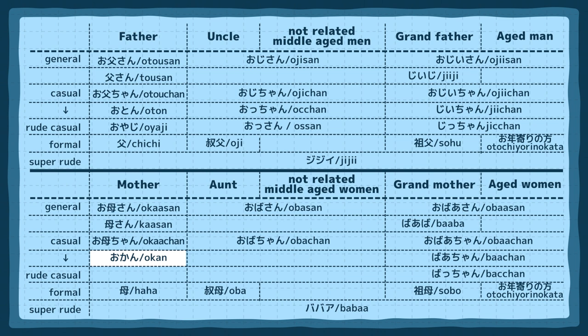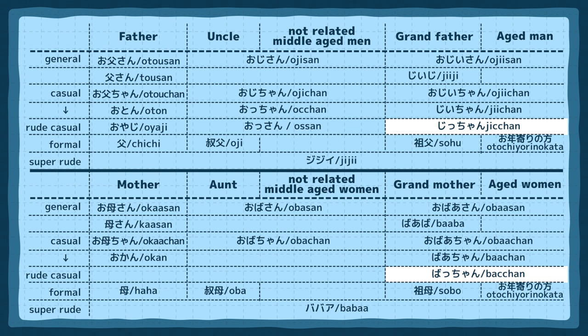These are used by middle or high schoolers who are ashamed to use お父さん, お母さん in front of people because of their rebellious phase. It's a little embarrassing if you keep using them even after you become mid-20s. And next, じっちゃん, ばっちゃん. Actually, this is used rarely, but Goku in Dragon Ball used these.